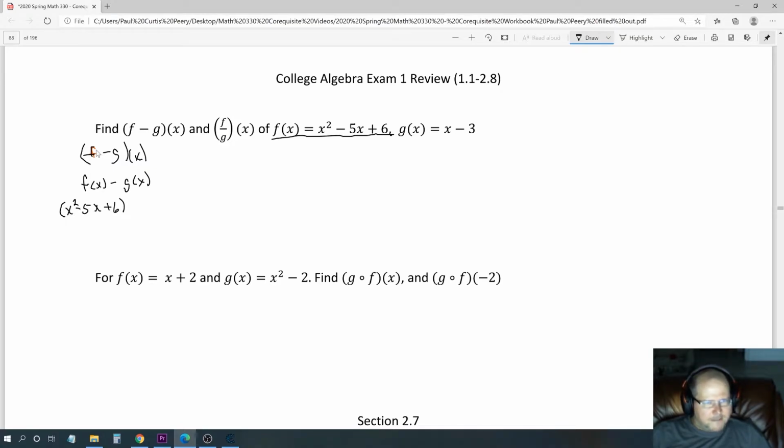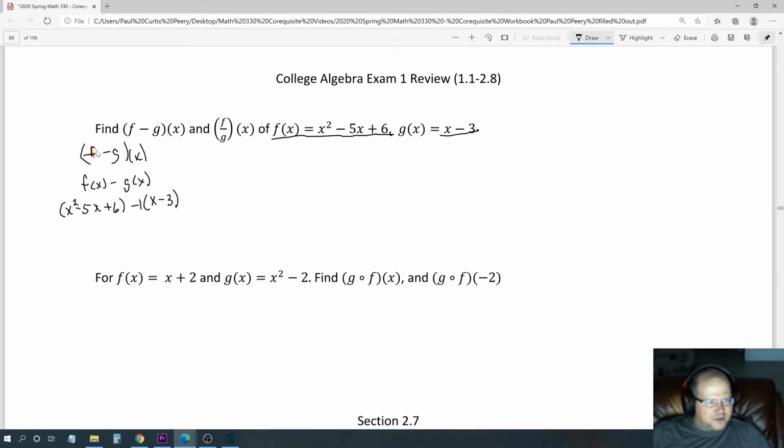Plus 6. And then because we're subtracting, I put minus. And now it says g of x. Now I find g of x. G of x is over here, x minus 3. So I put x minus 3. There we go. Okay. So now I'm going to go in descending order of power and see what I can add or subtract. In this case, subtract.